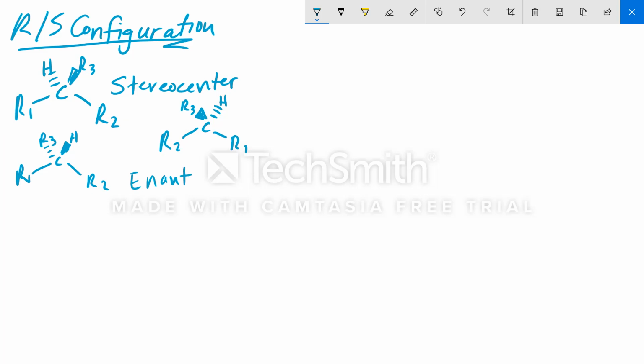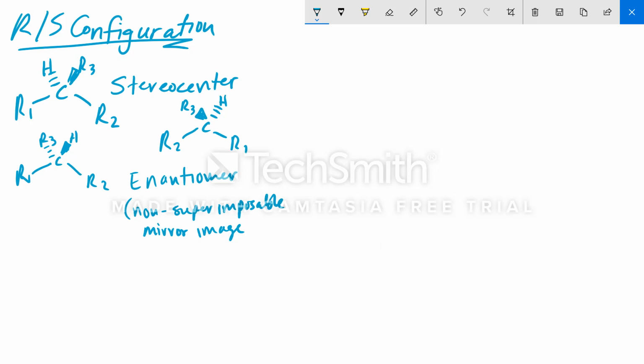They're called enantiomers. These 2 molecules are enantiomers of one another, a non-superimposable mirror image. Non-superimposable, meaning they can't match up. If you try to set them on top of each other to match them up, they won't match up. That's a non-superimposable mirror image, or an enantiomer.